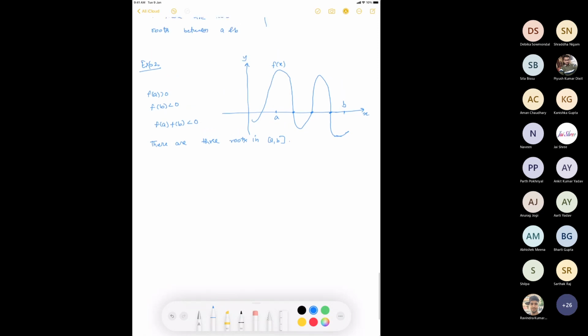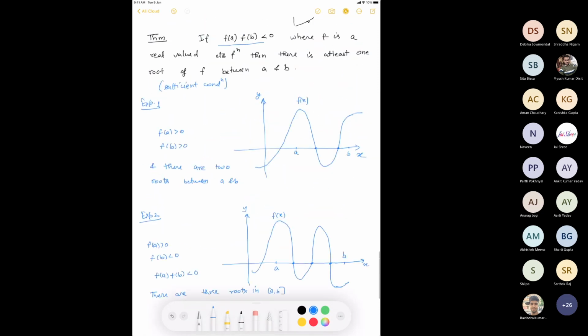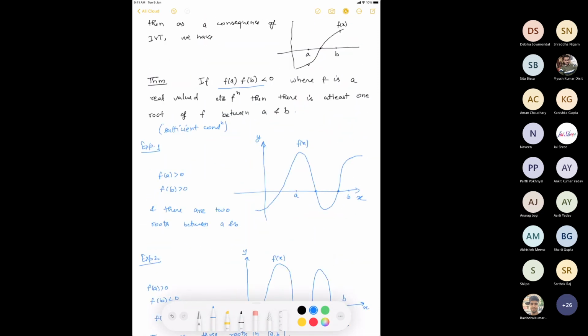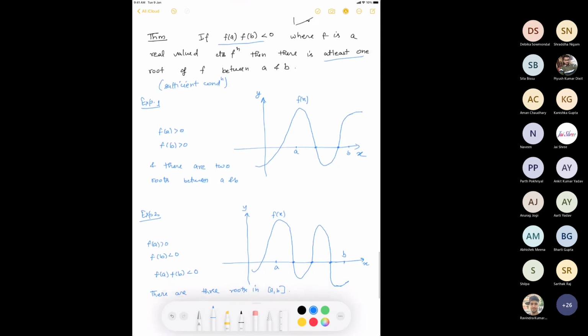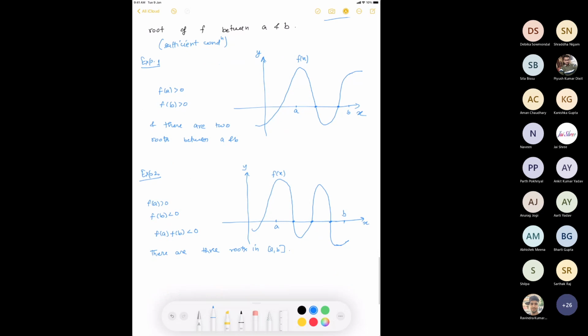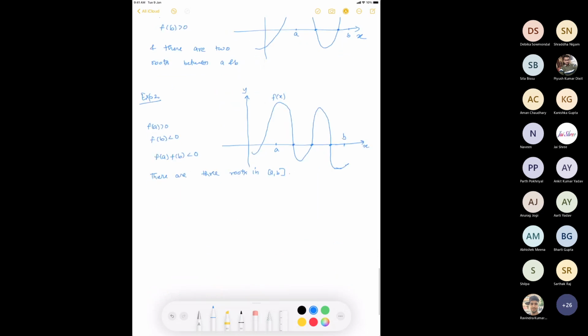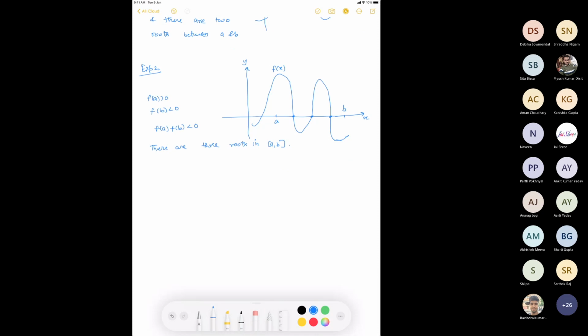So why I'm giving this example is that this theorem just tells you that there exists one root, right? This does not quantify how many roots are going to exist there. There might be one root or there might be 10 roots. Okay, so it is not going to give you that there exists a unique root in that interval. It is just ensuring that there exists at least one root in this interval AB. There might be more than one also. Okay, as we can see in this example.